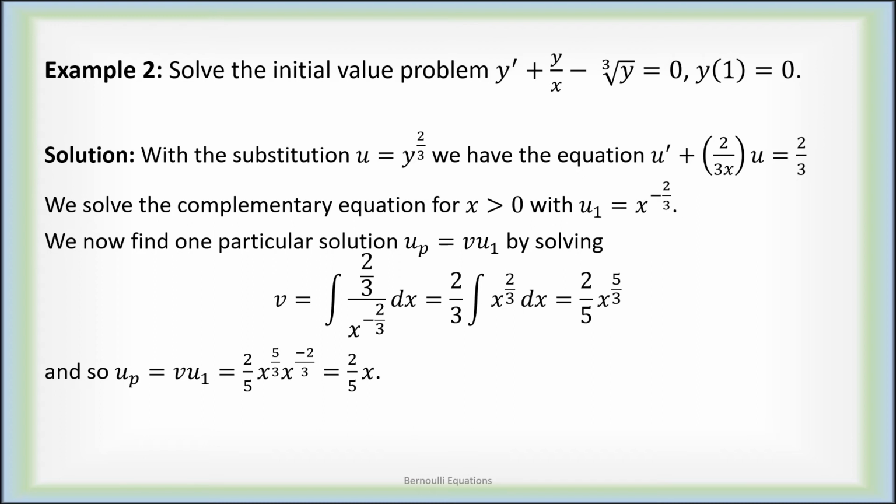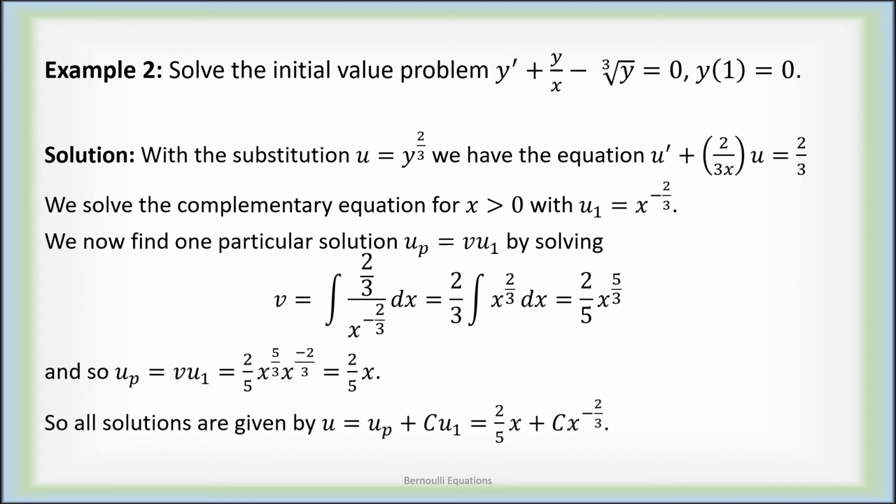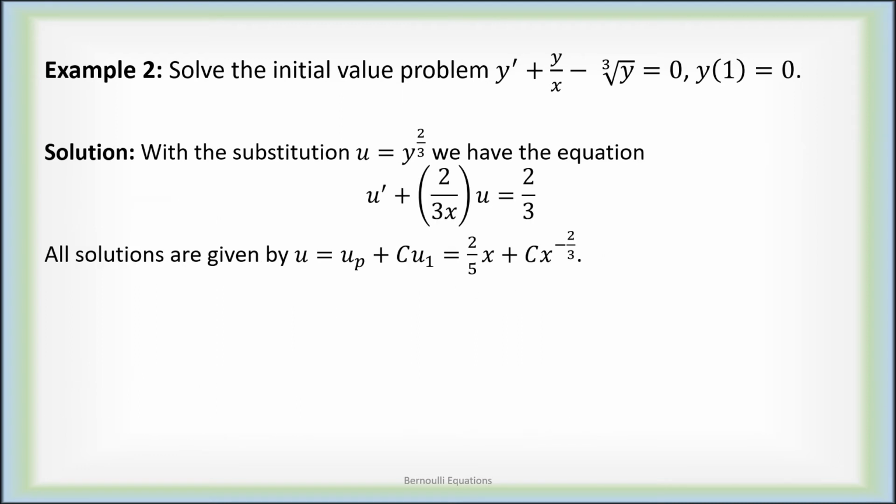Now that we did that integration, one particular solution is given by v u1. That's 2/5 x to the 5/3 times x to the minus 2/3. We combine our powers of x and we just have 2/5 x. Now that we have a particular solution and a solution to the homogeneous equation, we know that we have found all solutions to our modified equation. All solutions are given by u_p plus a constant times u1, in other words u equals 2/5 x plus a constant times x to the minus 2/3.